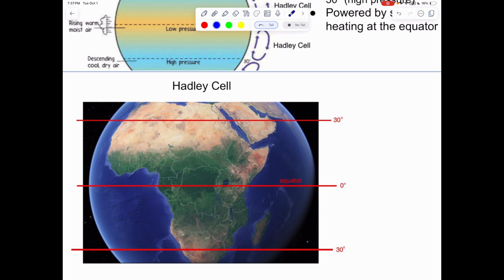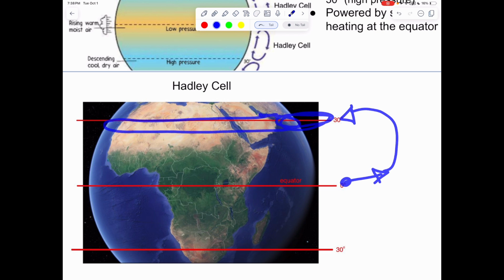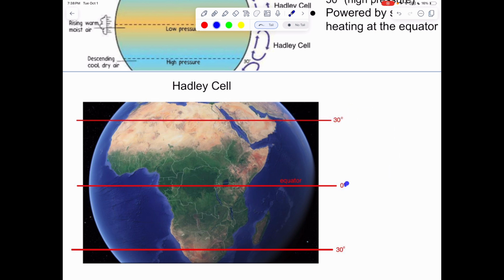But then as my hot air rises and rains, by the time it gets up to 30 degrees, it's very dry. And this high pressure system up top at 30 degrees with very dry air is what causes deserts to form. And we have it both 30 degrees north, but we also have it 30 degrees south of the equator. We're also going to see deserts forming down here.